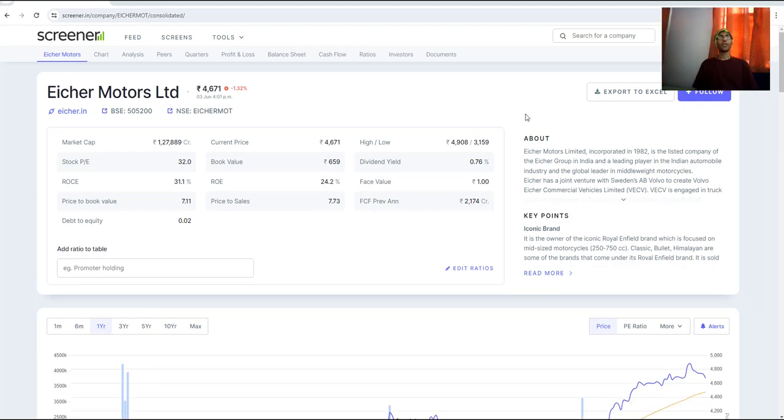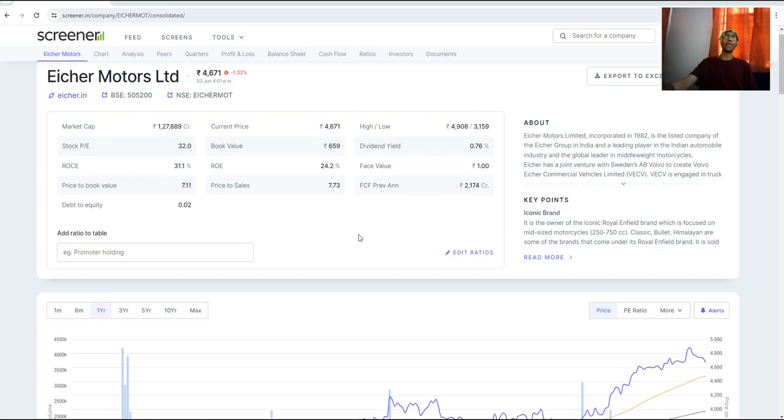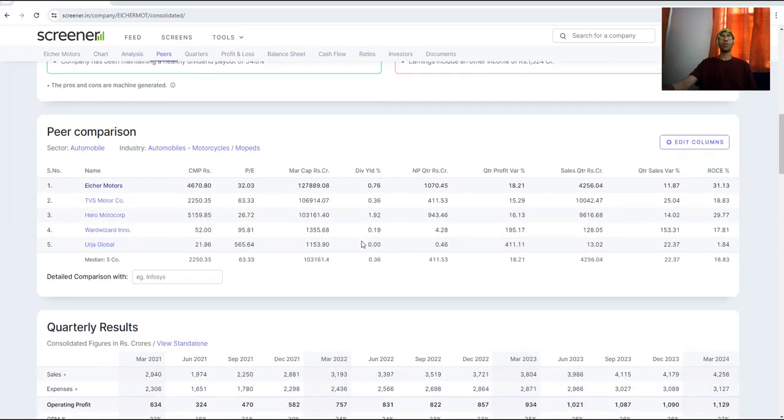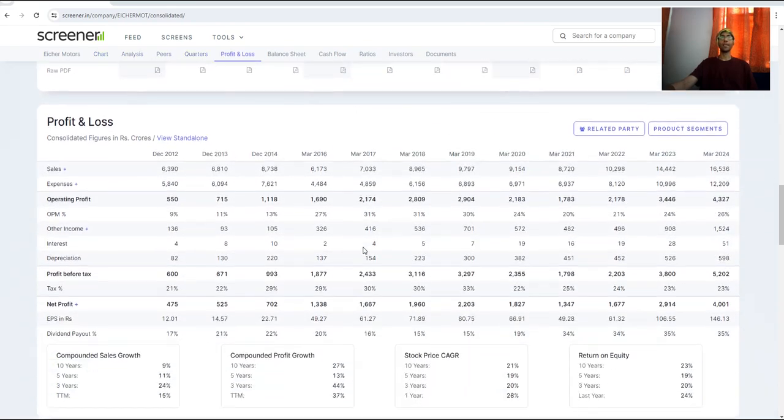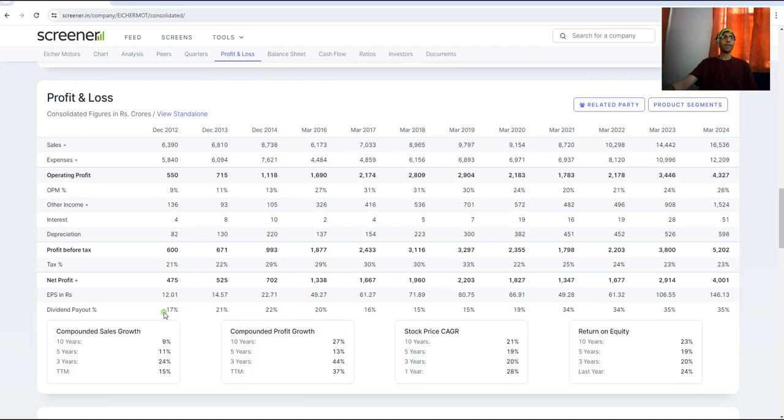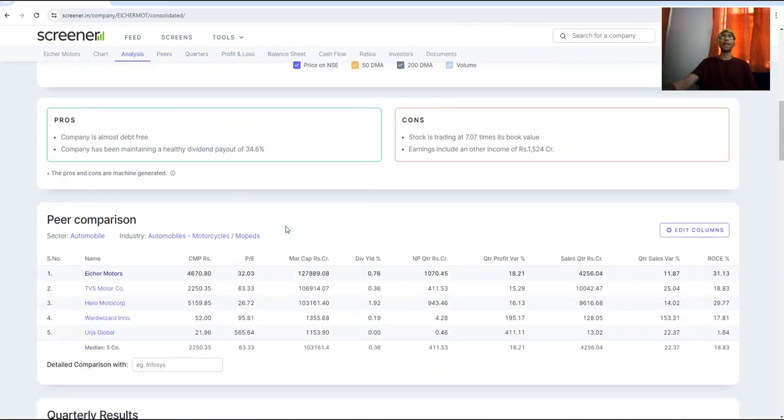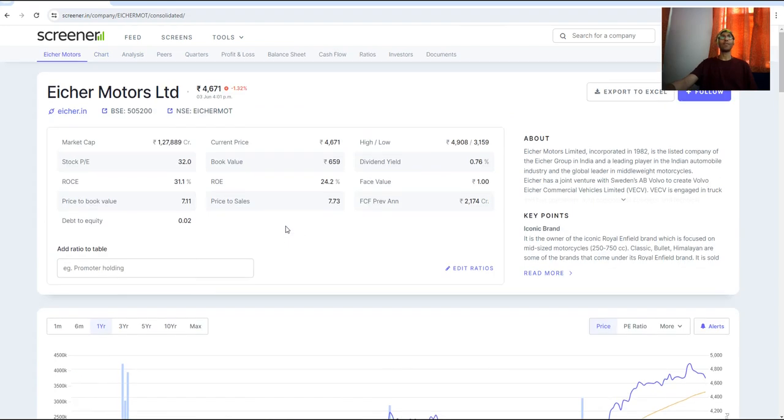The third is, for the dividend discount model, a company has to be giving out dividends. So here you can see the numbers: 17%, 21%, 22%, 20%, later 34%, 35%. So they are giving out dividends and there is a trend to it. So we can apply it and try to do some valuation around the dividend discount model. So all these three methods we will be able to apply.